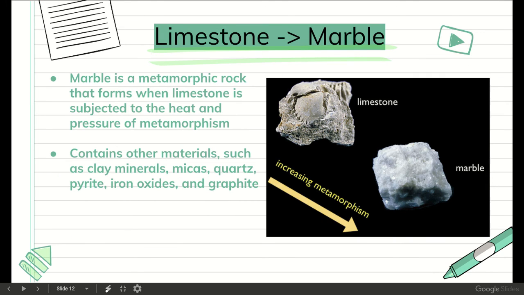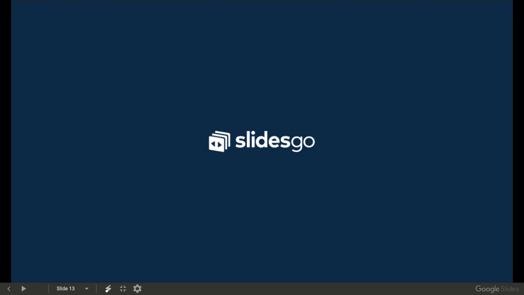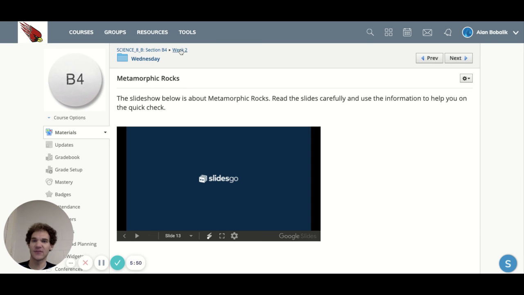Then we have limestone, which turns into marble. Limestone is a kind of sedimentary rock where you'll find lots of shells and organic material. When it gets compressed, it turns into marble, and it becomes much more valuable because it's much harder. It also has a prettier appearance than limestone. Marble is also used in construction. And that is it for the metamorphic rock slideshow.